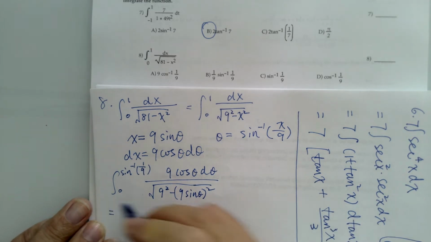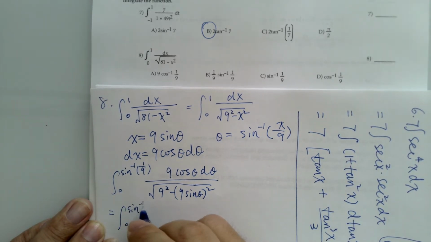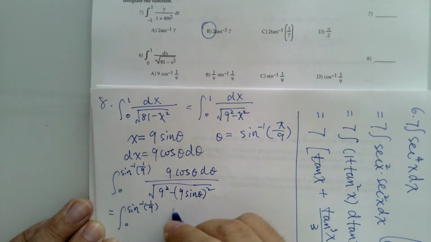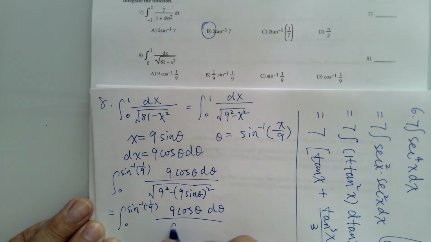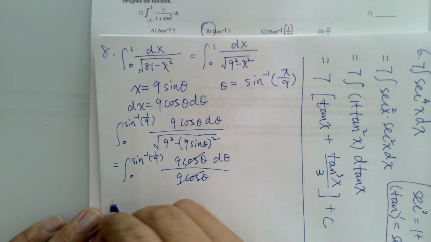So you're going to have 9 cosine theta d theta over 9 cosine theta. And turns out, they cancel, right?